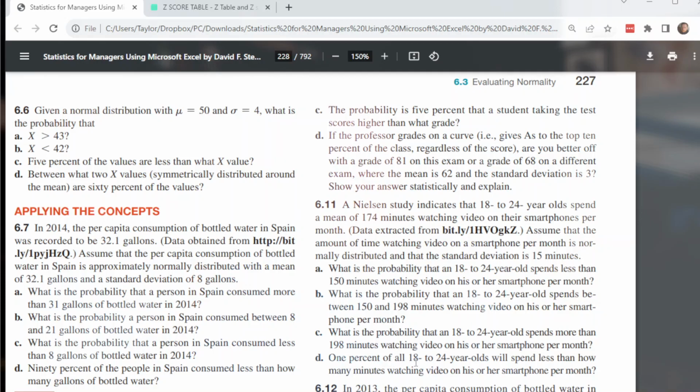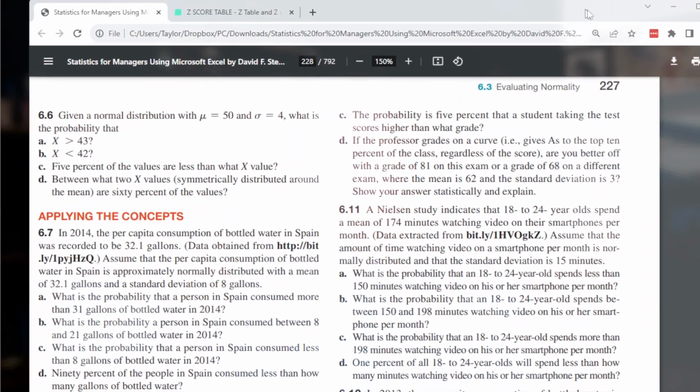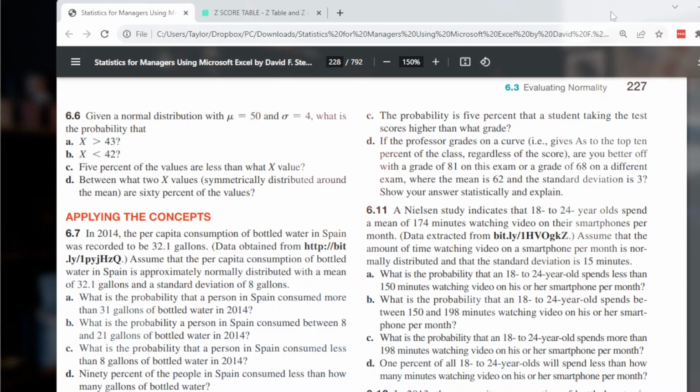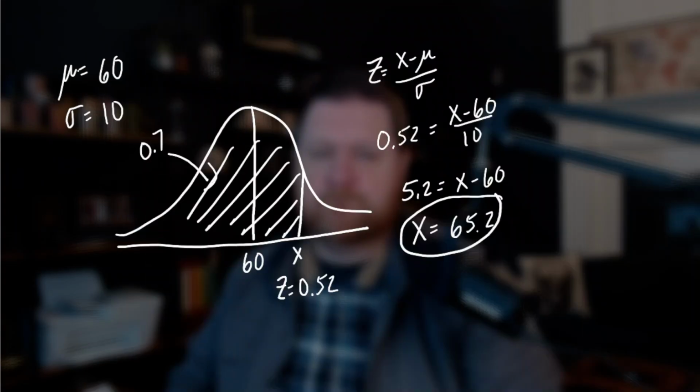1% of all 18 to 24-year-olds will spend less than how many minutes watching video on his or her smartphone per month. So what we want to take a look at is the bottom 1% will spend how much, right? Okay, let's actually do both. I think it'll be fun to say, what does the bottom 1% do, and what does the highest 1% do? Let's figure out both of those, okay? Because we haven't done one of the top ones yet.